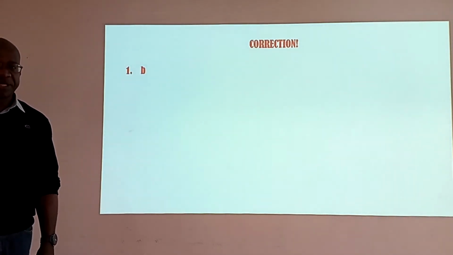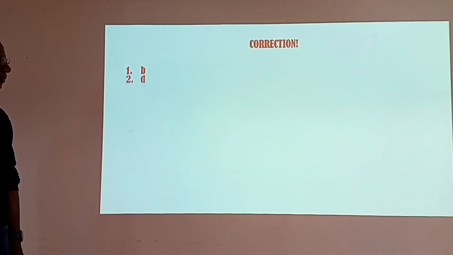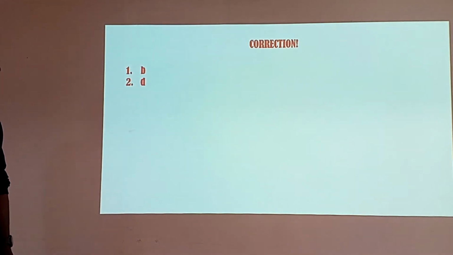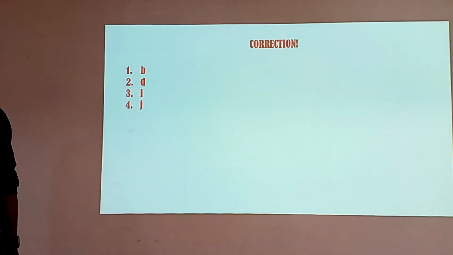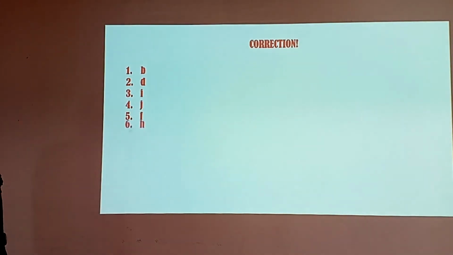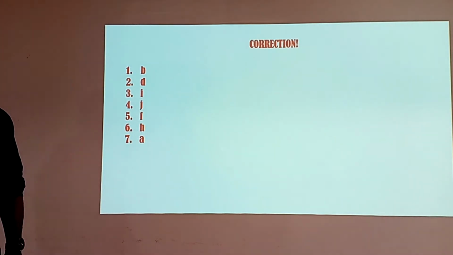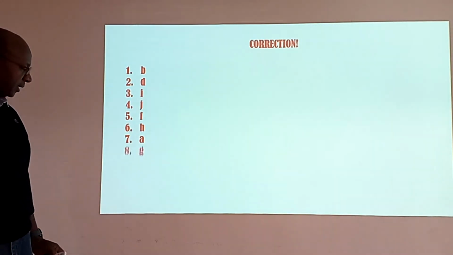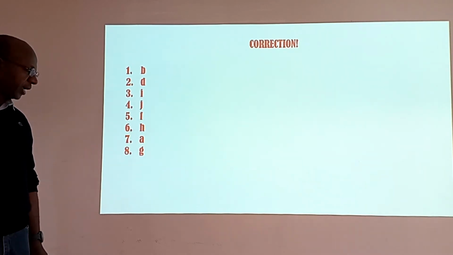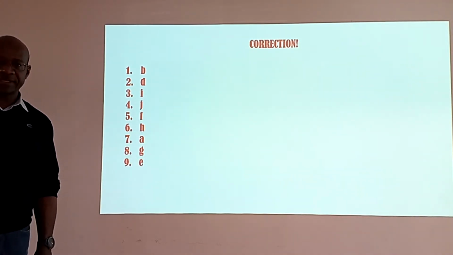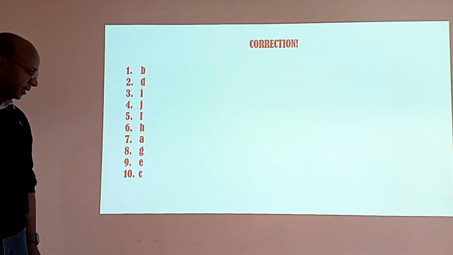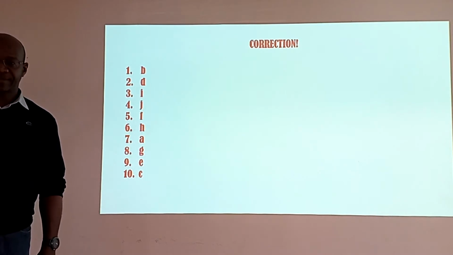Number 1 is B. 2, you're right, D. 3 is I. Perfect. 4 is J. Correct. 5, F. Impressive. 6, H. Great. 7, A. Good. 8 is G. Correct. 9 is E. Well done. 10 is C. Excellent.